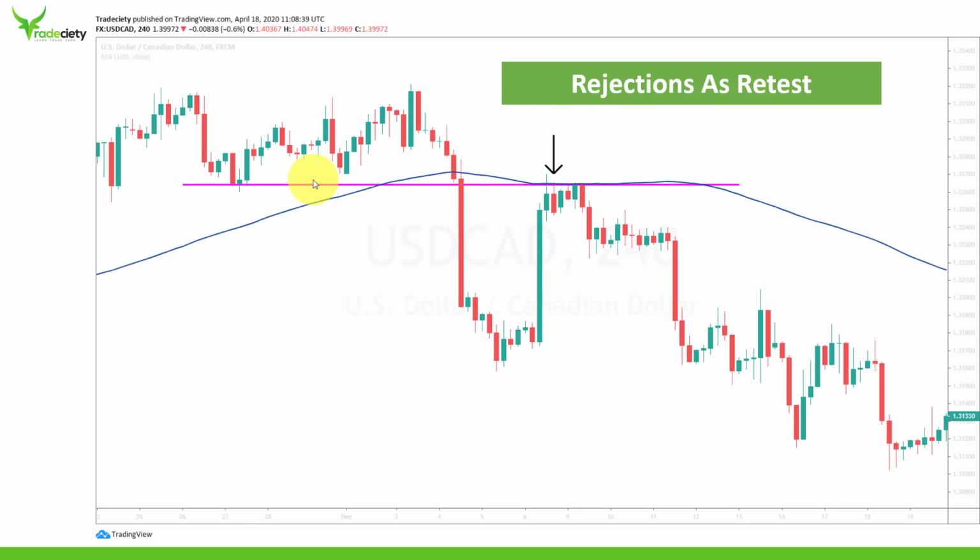Here, very similar to what I've shown you before, we are using a long-term moving average, the 100 period. The market traded above the long-term moving average here, which marks a bullish trend. Then we have the offloading.